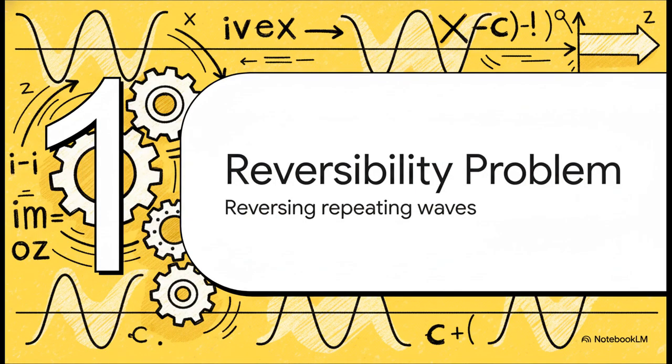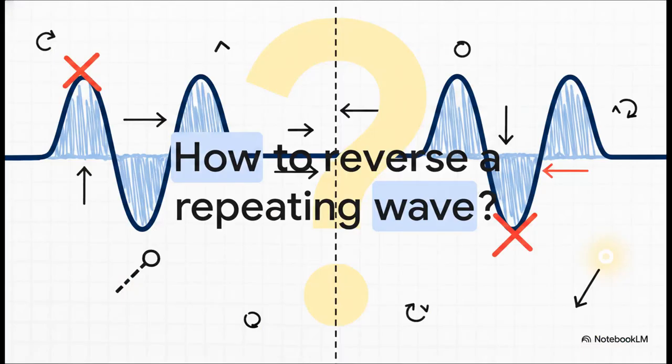Section 1. The reversibility problem. Reversing repeating waves. So there's this massive clash between what an inverse mathematical operation requires and what trigonometry actually does. How exactly do you reverse a repeating wave? This one simple question really sets up the central mystery of the entire chapter.